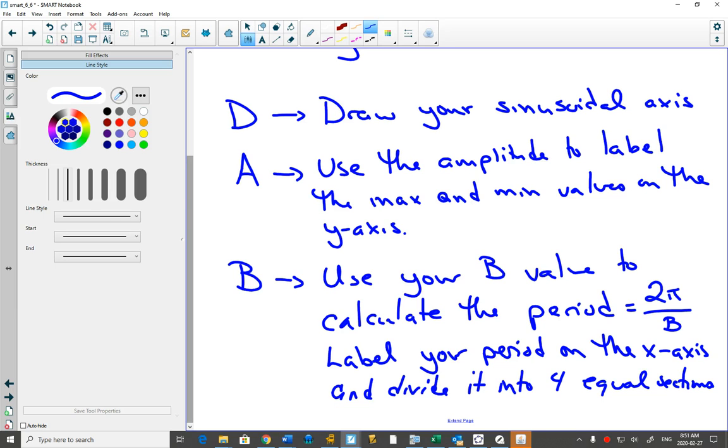Because our B value is horizontal stretches and compressions. And on our normal sine or cos graph, we have our period and the axis family, which separated into 4 equal sections. When you stretch that or compress that, those sections will still be equal. So if we calculate our period and divide it into 4 equal sections, we'll have done all of those calculations all at once.